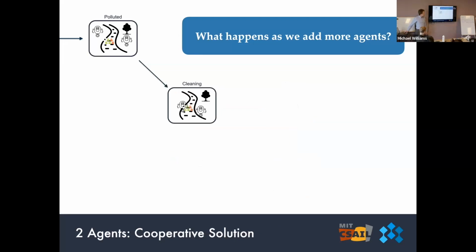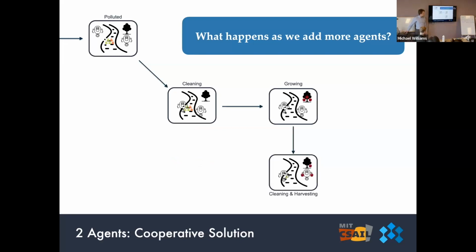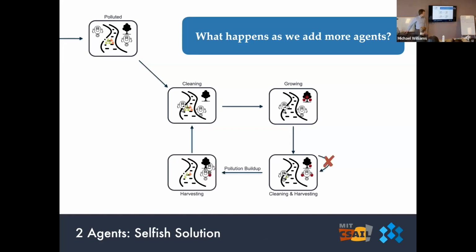Whatever it is, we have more agents. You might hope that they go, they clean, they grow. At some point, they realize that they could divide labor, and one cleans, one eats apples. Pollution builds up, they both harvest. Does this happen? Yeah, not really.